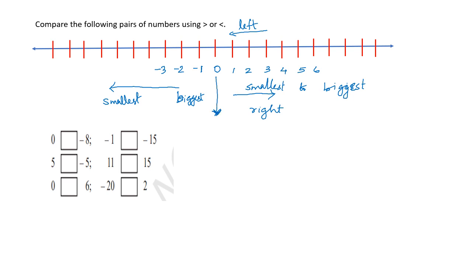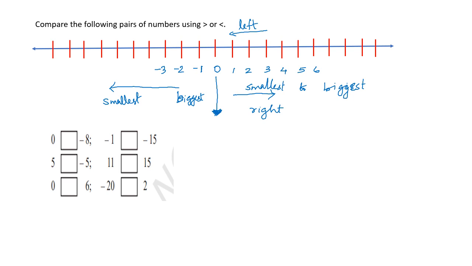0 is neither positive nor negative. From 0, when you move towards the right, the number becomes bigger and bigger. From 0, when you move to the left, the number becomes smaller and smaller. If that is the case, then 0 and minus 8, first one. Which one is greater? 0 is greater or minus 8 is greater?